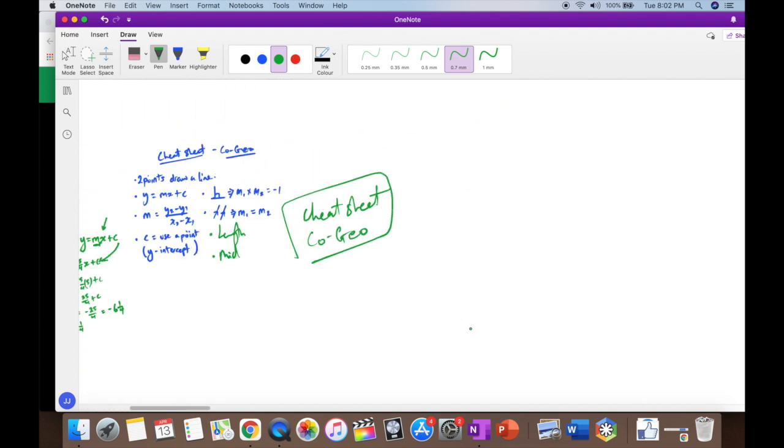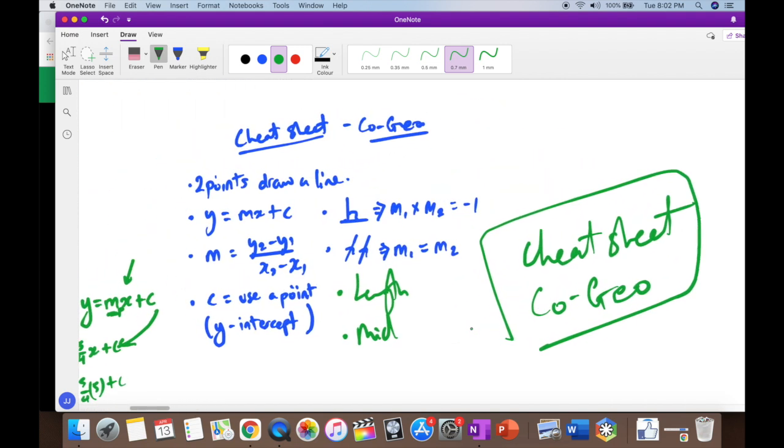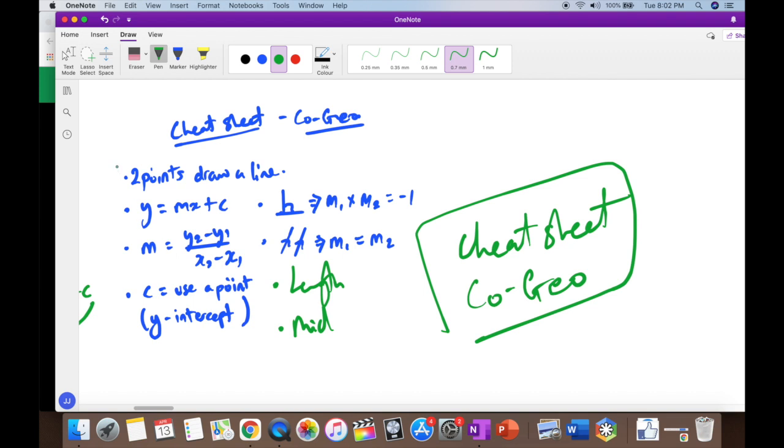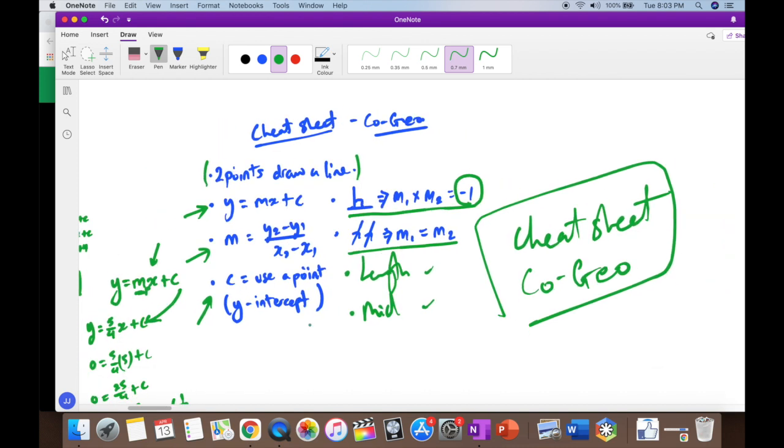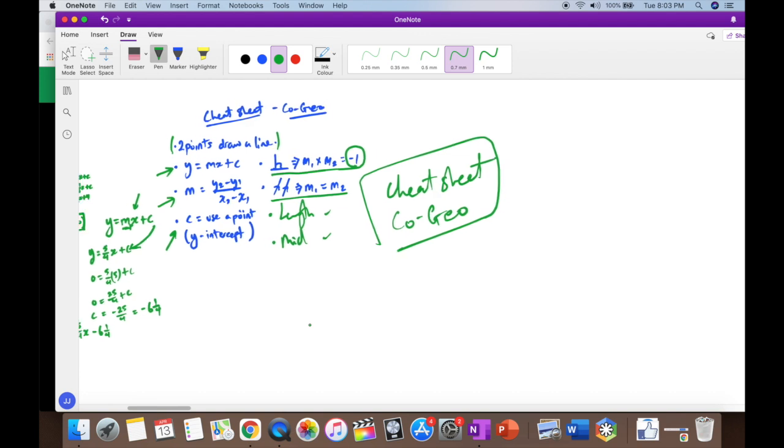So you can see here what we looked at today. We saw that whenever you're dealing with a line, you definitely want 2 points or a point. We saw the general equation. We saw how to find the gradient. We looked at some ways to find the y-intercept. We saw parallel lines have equal gradients. We saw perpendicular lines have gradients that equal -1 if you multiply them. And we also saw some dumb looking formulas for length and midpoint of a line. So this basically concludes the topic of coordinate geometry.